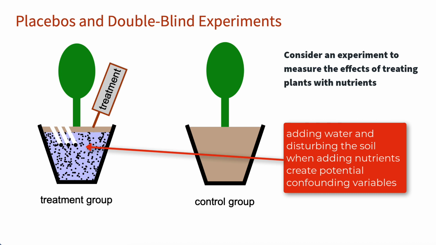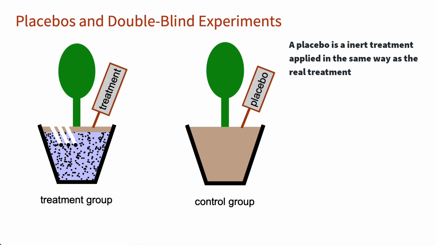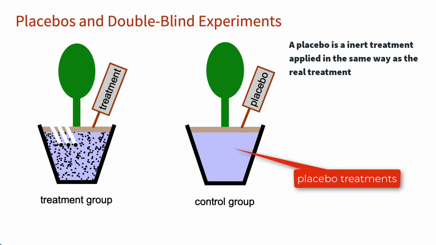To reduce the effects of differences that accompany the treatment, it is common to apply an inert treatment called a placebo to the non-treatment sample, such as by applying an inert treatment to the control group using the same process as is used for applying real nutrients to the treatment group.